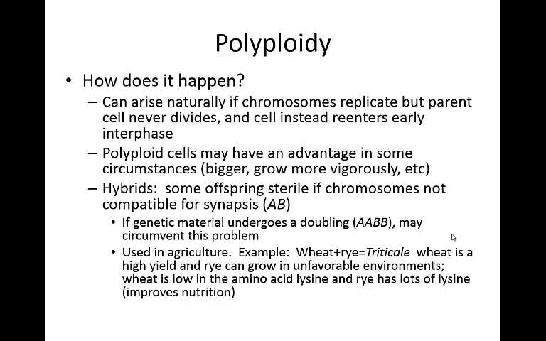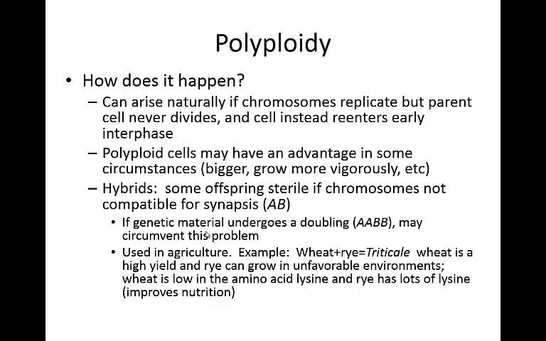In addition, hybrids, some of the offspring are going to be sterile if those chromosomes are not compatible for synapsis. So say you've got chromosome A from one parent and chromosome B from a separate parent. If those are unable to undergo synapsis or crossing over during meiosis, that offspring is going to be infertile. And so you might see this with just different organisms that happen to be together that, for example, a horse and a donkey together are going to make a mule, and that mule is going to be sterile.